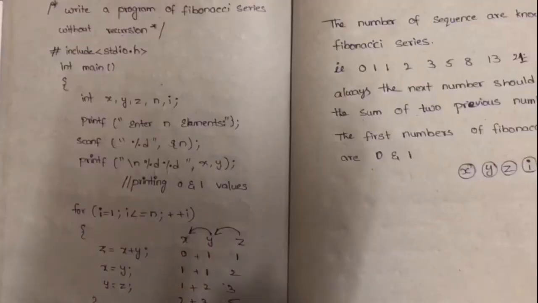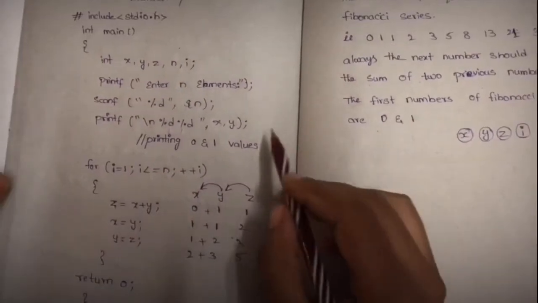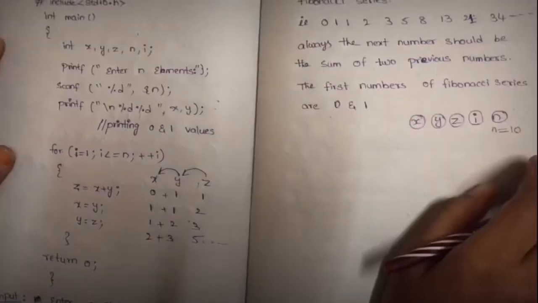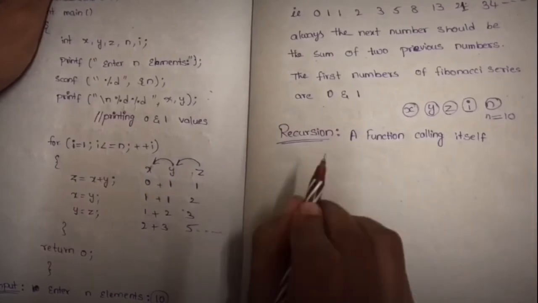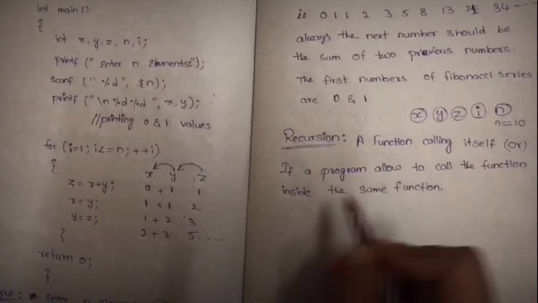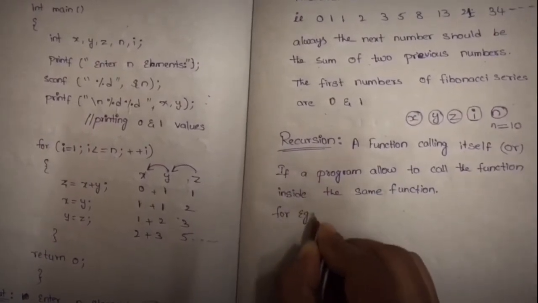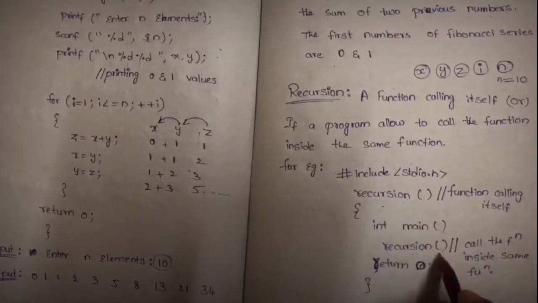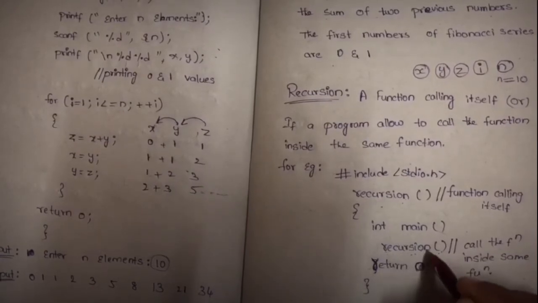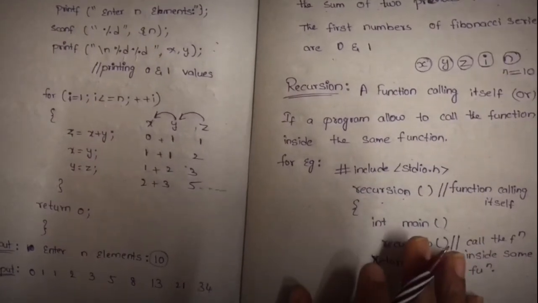Okay. Now we are going to write a program upon the Fibonacci series with recursion. With recursion is very simple guys. The program with recursion is always the reverse of the program without recursion. Before that, we need to know what recursion is. A function calling itself is known as recursion, or if a program is allowed to call a function inside the same function, that is also called recursion. For example, a function calling itself is recursion. Inside the main function, there is also a recursion, which is calling the function inside the same function which I have outside the main function. Okay. This is the exact meaning of recursion.